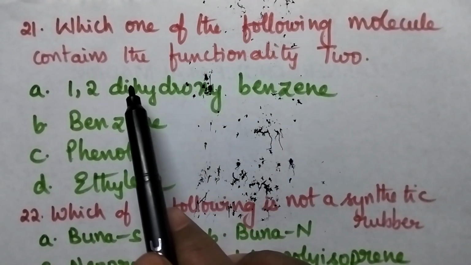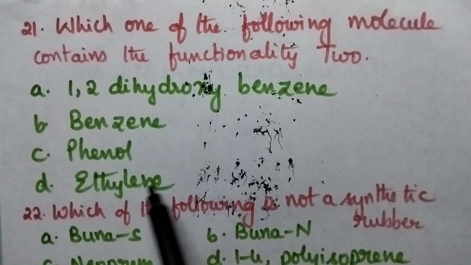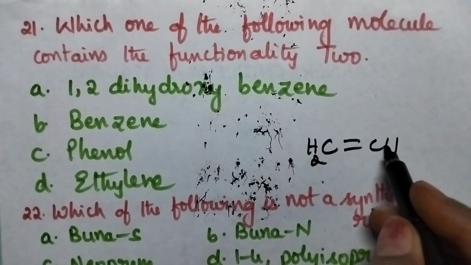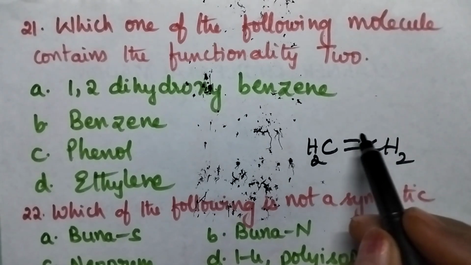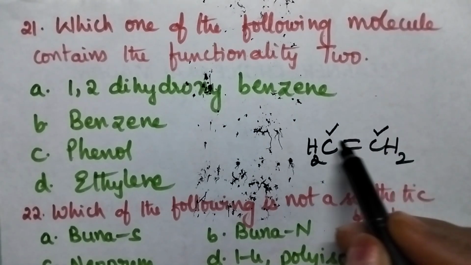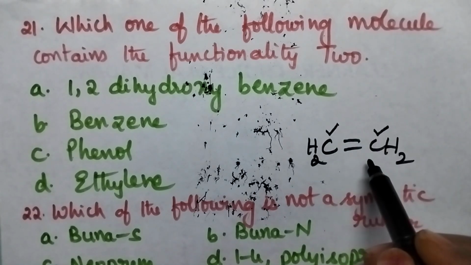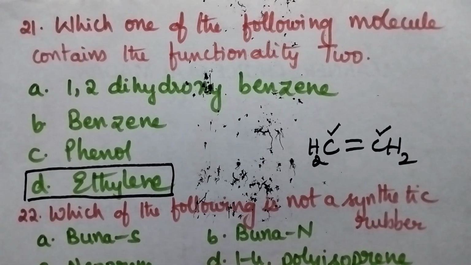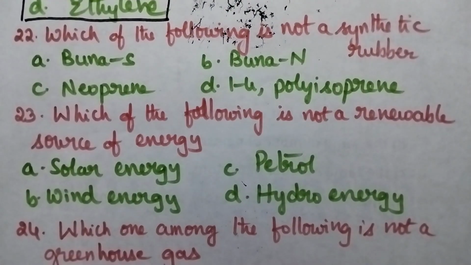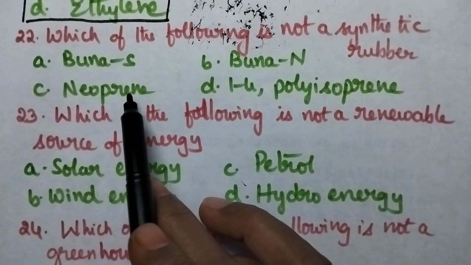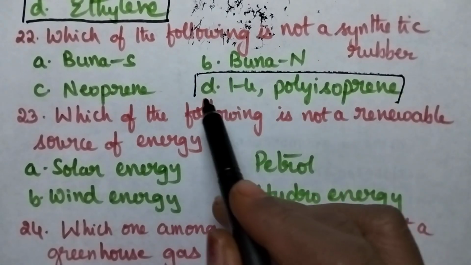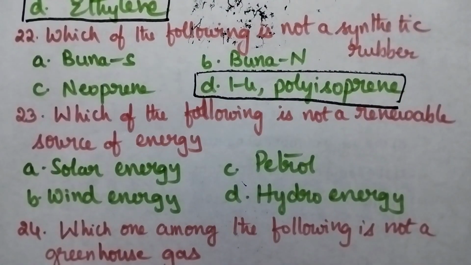Which one of the following molecule contains the functionality 2? So when you consider ethylene, that is CH2 double bond CH2. So whenever a single double bond is present, it is capable of generating two active sites, and hence the functionality is 2. So option D, ethylene, is the right answer. Which of the following is not a synthetic rubber? Buna S, Buna N, and neoprene are synthetic rubbers. So option D, 1,4-polyisoprene, is not a synthetic rubber.